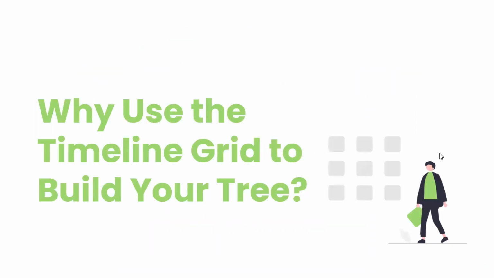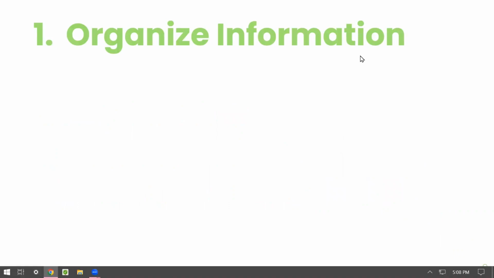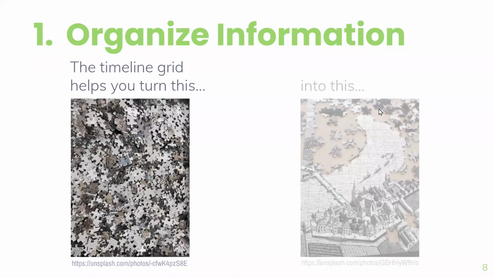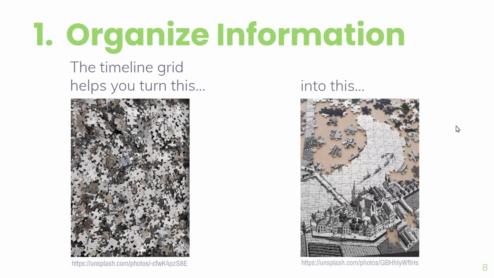Okay, so that is our little review of the timeline grid. Now let's talk about 3 reasons that the timeline grid can be helpful to you when you are trying to build your tree. The first reason is that it's really helpful in organizing information. Do you ever feel like when you're doing family history that you're trying to put a lot of puzzle pieces together? I think a lot of us can relate to that. And sometimes it does seem like this huge jumble, right, of puzzle pieces. Well, the timeline grid can help you turn that jumble into something more readable and usable.